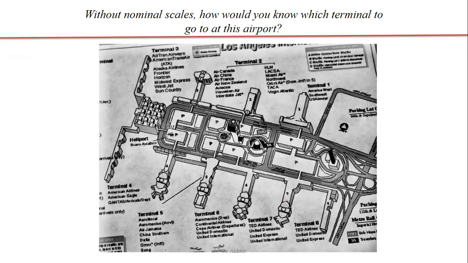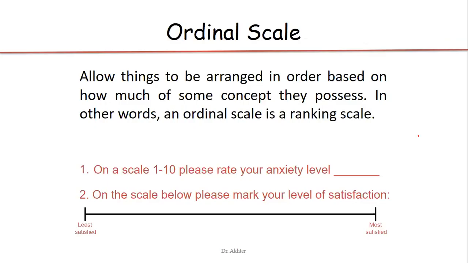In this picture, you can see terminal number 7, terminal number 8, terminal number 6. Can we say that terminal number 8 is bigger than terminal number 7? No. Terminal numbers are just labels. The terminal numbers are nominal, not categories. Terminal numbers are not quantitative. These are nominal or qualitative.